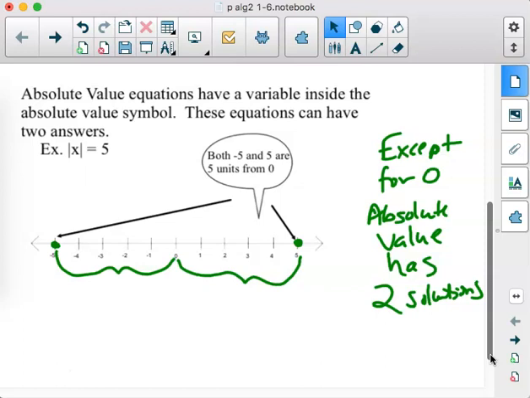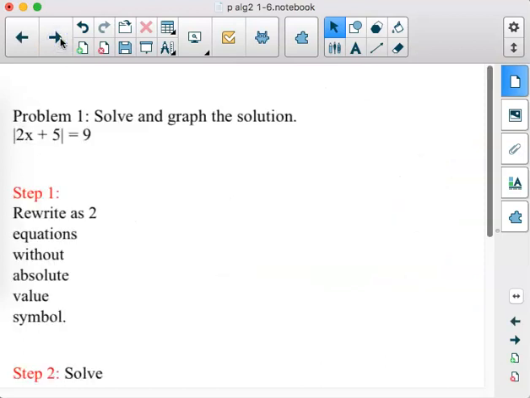Except for 0, absolute value has two solutions. All right. Over the years, we have seen again and again that students forget that it has two solutions.